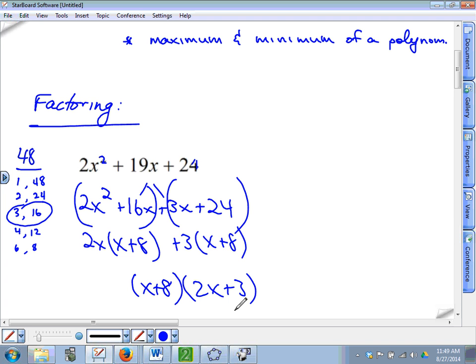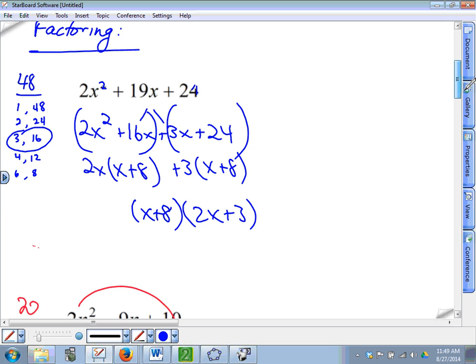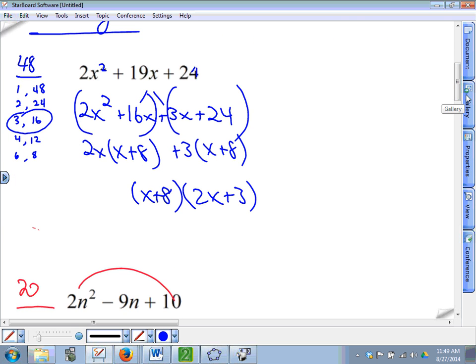So let me have you try one on your own. Try this one. Whoa. Try that one. 2n squared minus 9n plus 10. Same procedure.